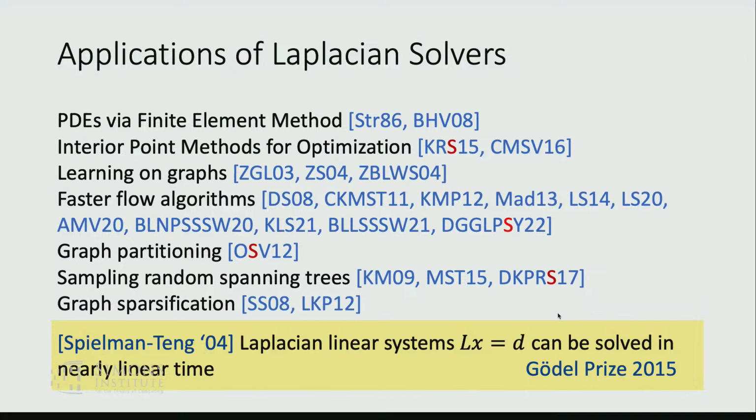And the first almost linear time solver for Laplacian linear systems is due to Spielman and Teng. And for the amount of influence this work has had on the design of fast algorithms, they were awarded a Gödel Prize for this result in 2015. Shout out to Praveen Vaidya. Thank you.